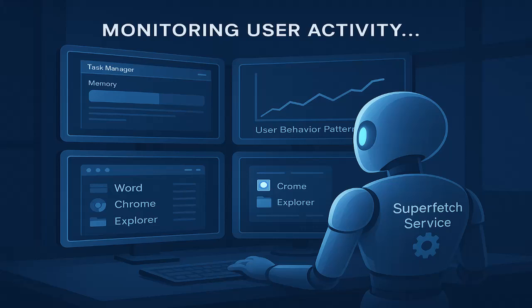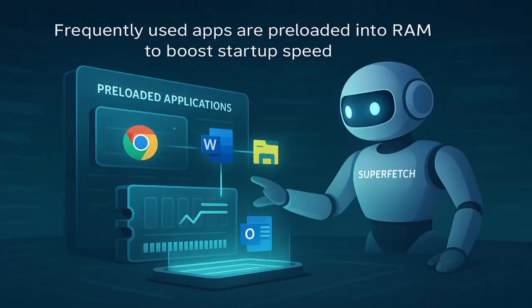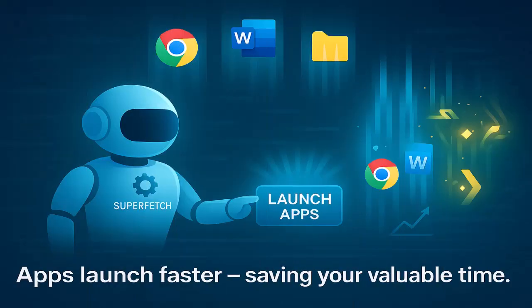The main job of Superfetch is to monitor the user's behavior. It preloads the programs you use frequently into RAM in advance. This ensures that programs open faster and you don't waste time waiting.